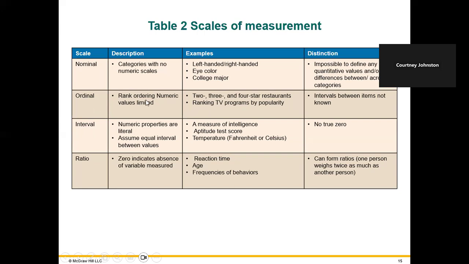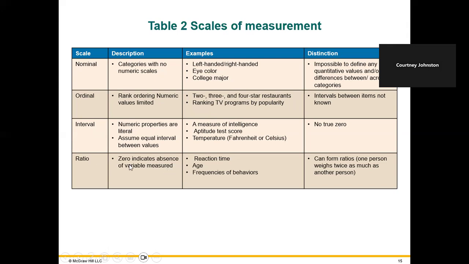Ordinal, again, there's a rank ordering, but the numeric values are limited. Like 2, 3, 4 restaurants, TV programs by popularity, college education, and the intervals between items, you don't know. What's the gap between any of these? Interval, yes, you have numeric properties that are literal, and we assume that there's an equal interval between the values: measure of intelligence, aptitude test, temperature, and there's no true zero.